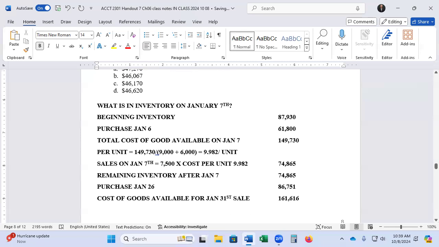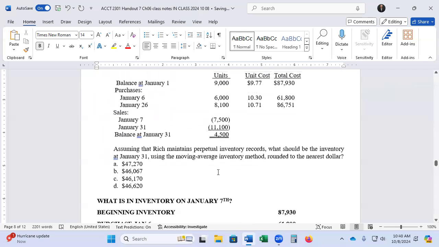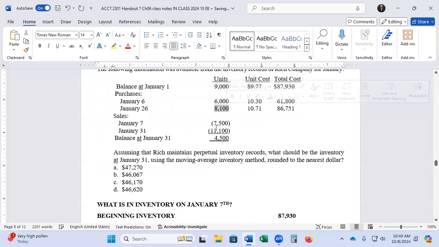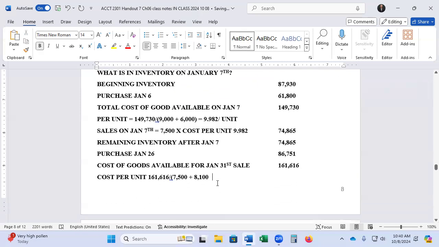And now to find our cost per unit, we have to take the 161,616 and we have to divide it by, we had 7,500 left, right? Because we had 15,000 and then we sold 7,500 and we're adding 8,100 from our purchases. And that equals 10.36 per unit.